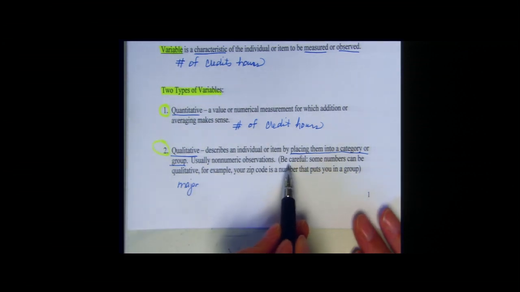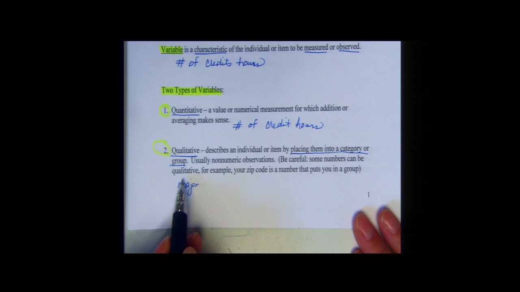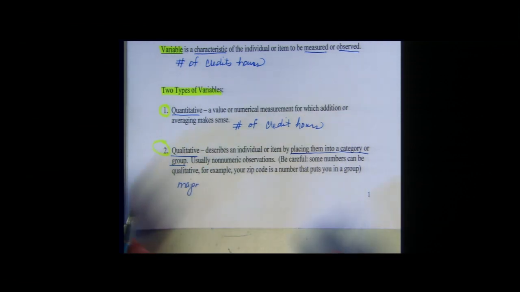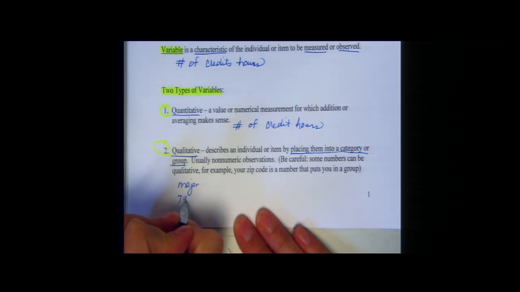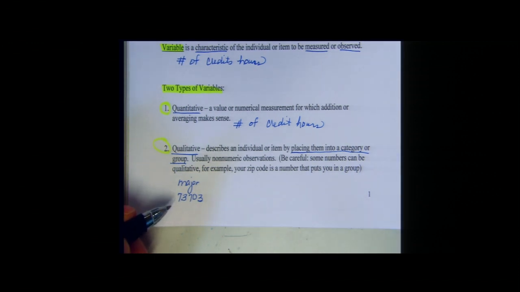Now notice it says be careful. There are some numbers that can be qualitative. For example, your zip code is a number that puts you in a group. My zip code is 73703. Well, it would not make sense to get a whole bunch of zip codes and add them together and average them. You can average zip codes, but then that number does not give you a number of value. It doesn't hold any relevance.